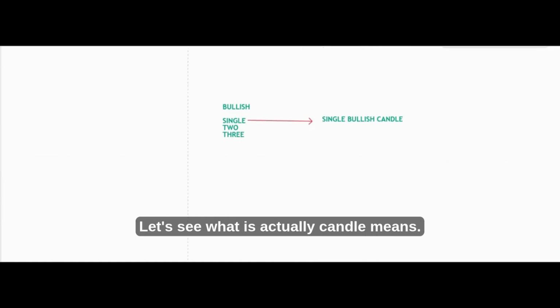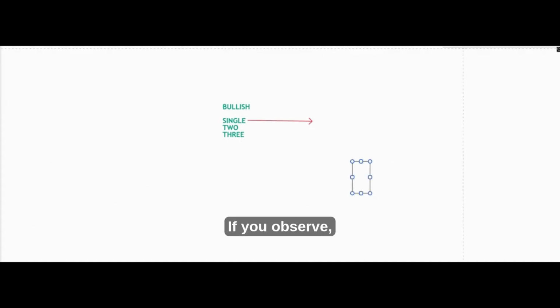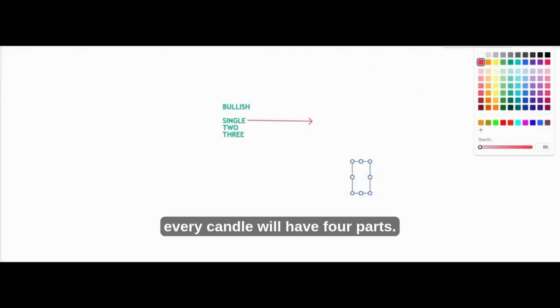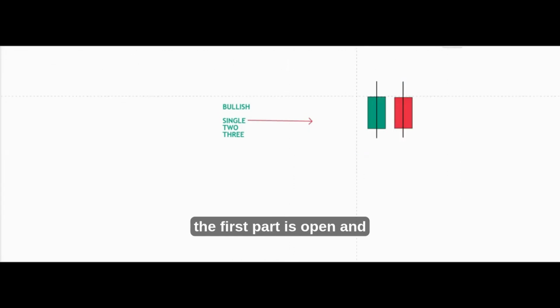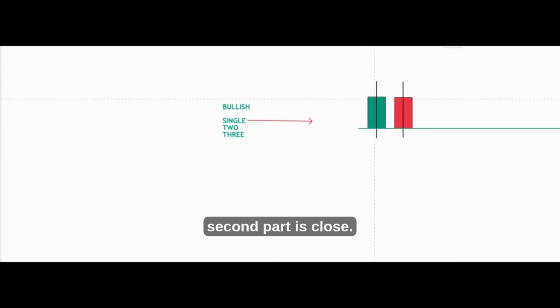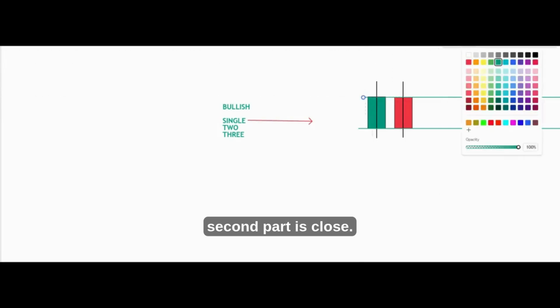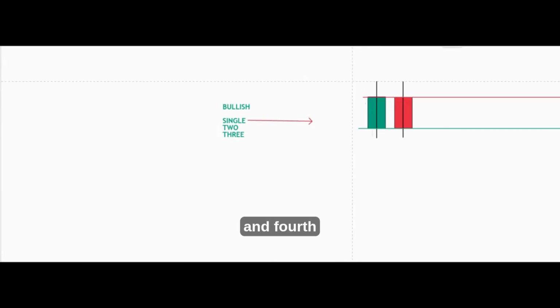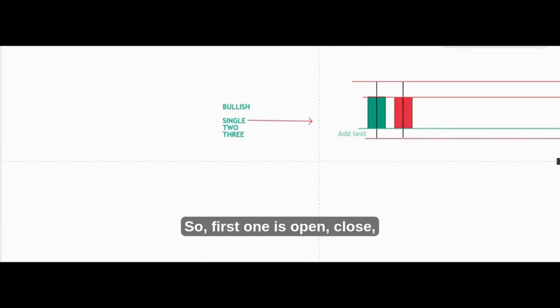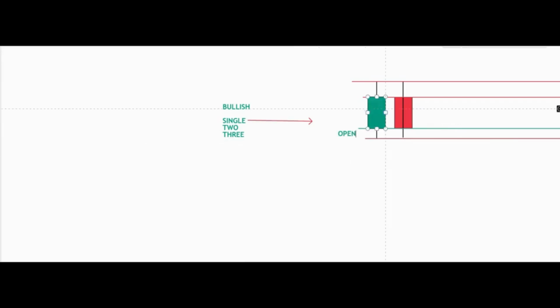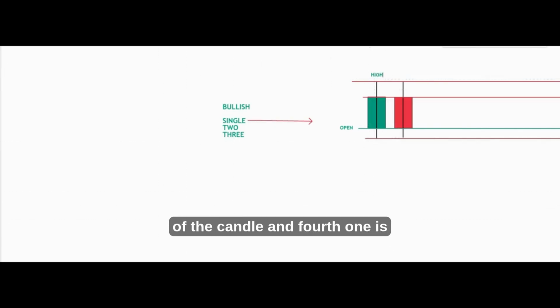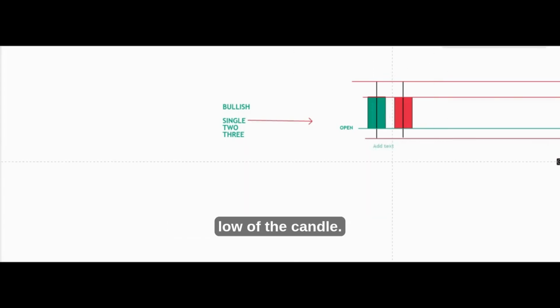Let's see what a candle actually means. If you observe, every candle will have four parts. The first part is open, the second part is close, the third part is the high of the candle, and the fourth part is the low of the candle.